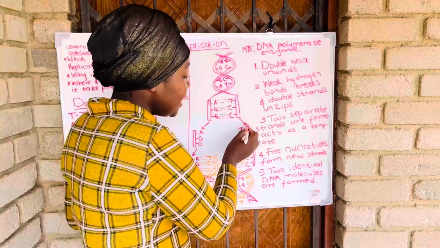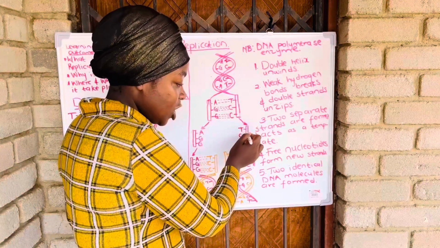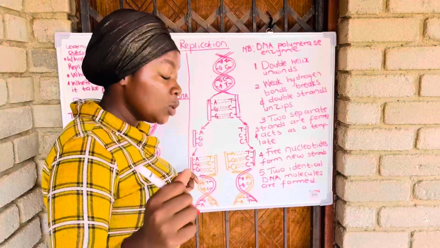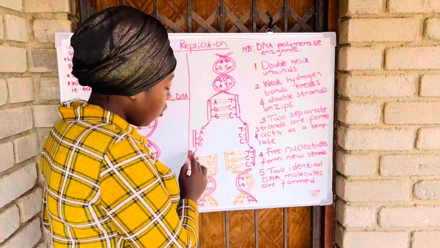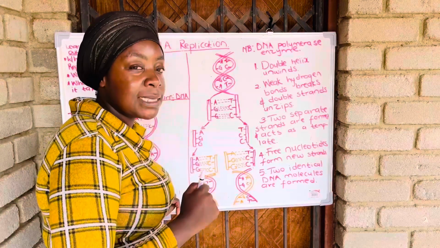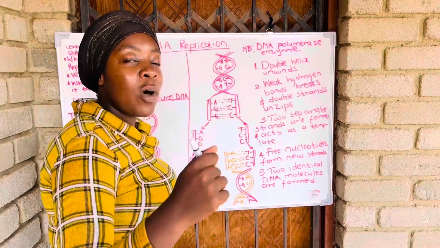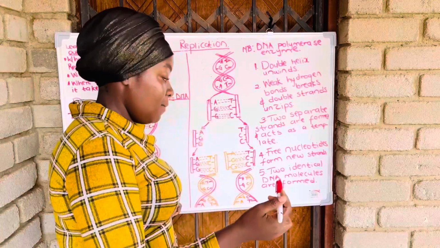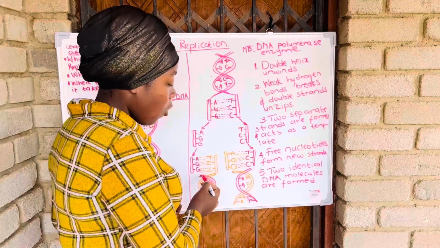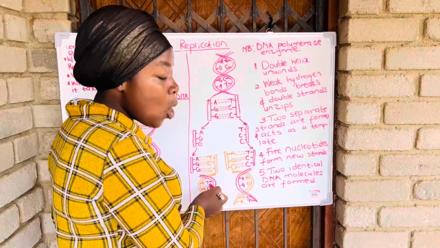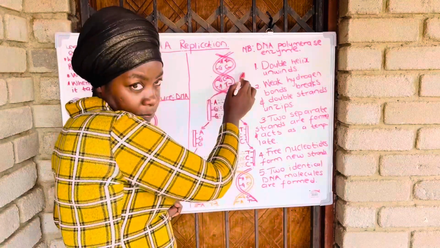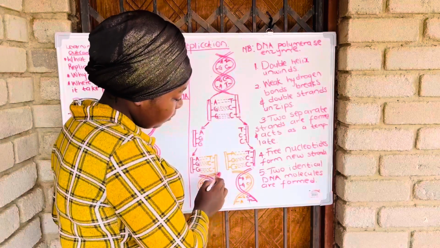So after separation, it acts as a template for the formation of the new strands. After that, we are going to have the free nucleotides. The free nucleotides are the ones that are going to form the new strands using the complementary bases. And then we are going to end up with two identical copies of DNA. We started with one. Now we are going to end up with two.